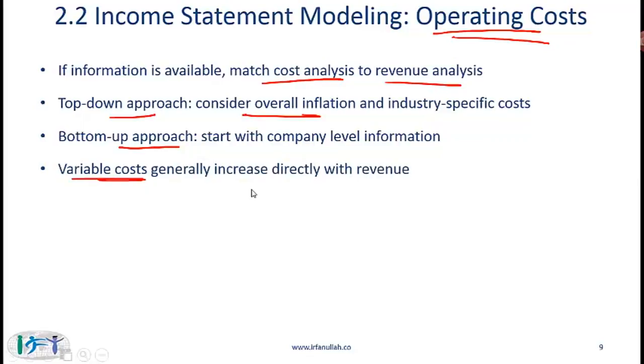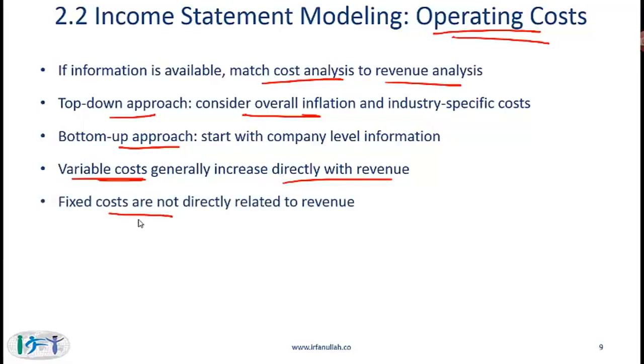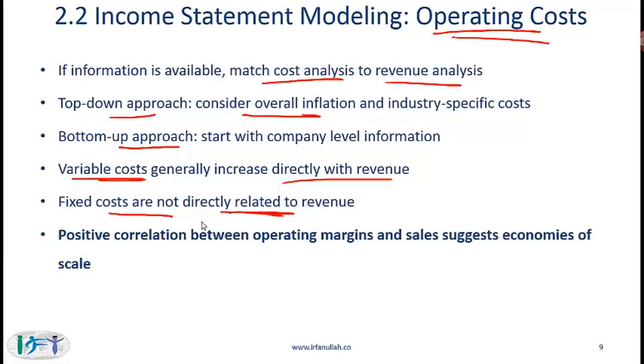A high-level remark is that variable costs tend to increase or decrease directly with revenue. That's why they are called variable costs. And fixed costs are not directly related to revenue. There obviously is a relationship, but that relationship is not as direct. This is a critical point which is emphasized in the learning objectives. If you are evaluating a company, how do you figure out whether the company has economies of scale? And I'll just quickly refresh your memory.